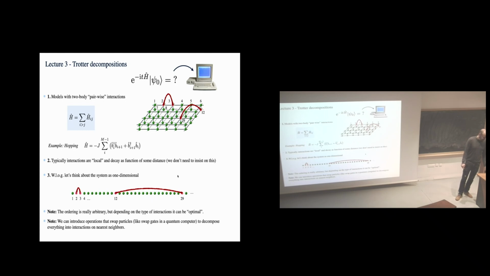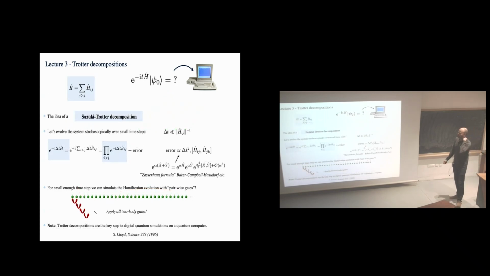Okay. So what is this Suzuki-Trotter decomposition about? It's actually an extremely simple concept. As always, what we want to do is a stroboscopic time evolution, so we have a small time step. And here I want to consider a time step which is smaller than the norm of these two-body terms that I look at. So typically, if I'm hopping, I set my J parameter to 1, then this in practice means that my time step should be smaller than the inverse hopping amplitude in the system.